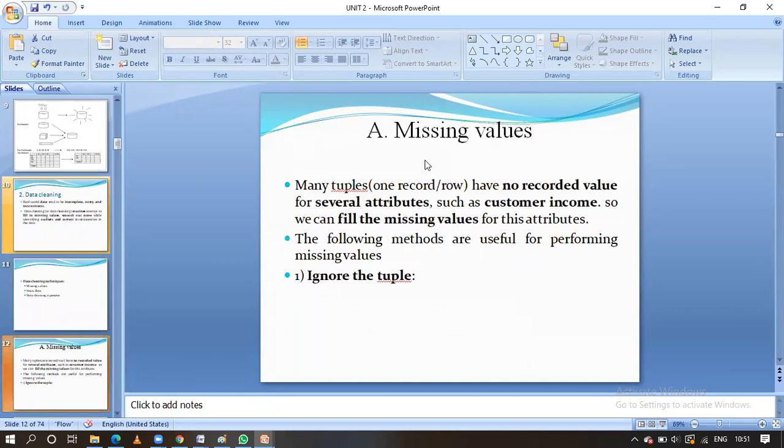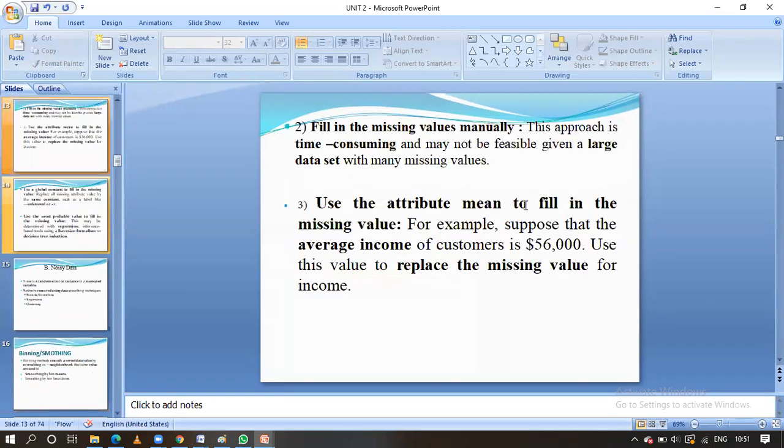The first one is missing values, and how we are going to identify them. After that, there are different ways of filling the missing values. First one is ignoring the tuple, we just leave it. The second one is filling the missing values manually, identifying each missing value and filling it. That is time consuming for a large data set, guys. These are the disadvantages of that.